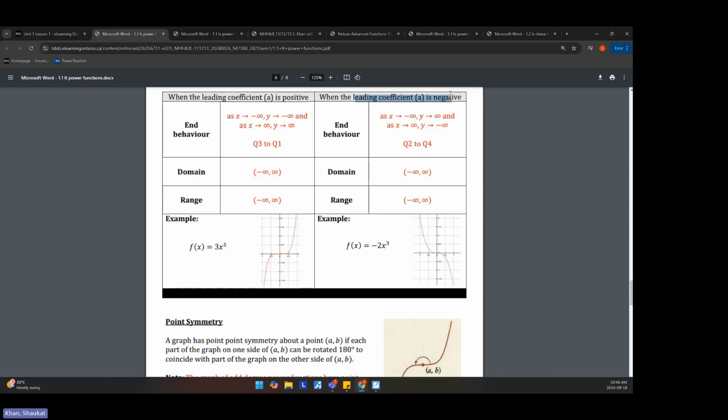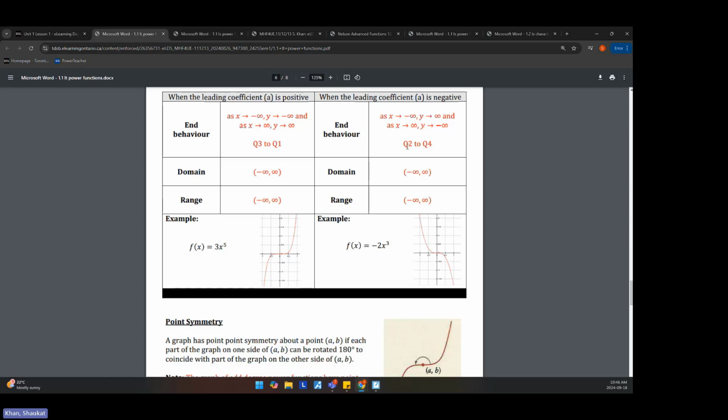But if my leading coefficient is negative, it's reflected. So that means that when x is going to negative infinity, when x is getting smaller and smaller and smaller, y is actually getting bigger and bigger and bigger. It's going to positive infinity. And when x is going to positive infinity, it's getting bigger and bigger, y is getting smaller and smaller, so y is going to negative infinity. So just be careful. The leading coefficient really affects your end behaviors. That's kind of one key takeaway.